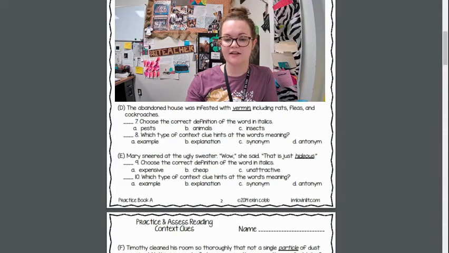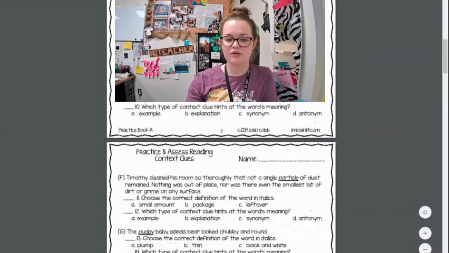Mary sneered at the ugly sweater. Oh, wow, she said. That is just hideous. Choose the correct definition of the word in italics. What does hideous mean? It says ugly sweater. So what does hideous mean? It means unattractive. And they gave me a synonym. A synonym means the same. Synonym for hideous is ugly. So they gave me a synonym.